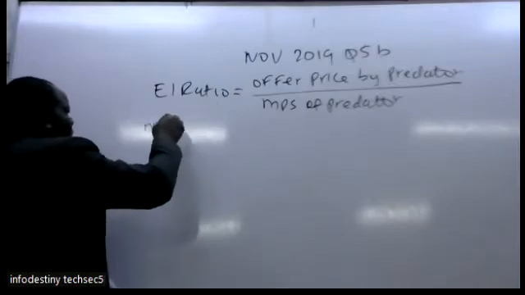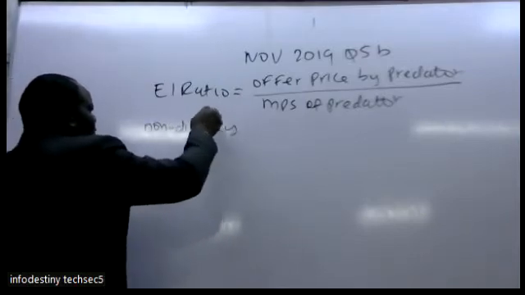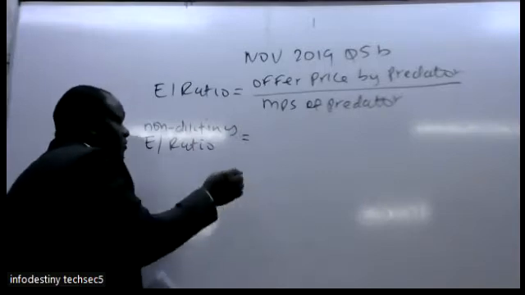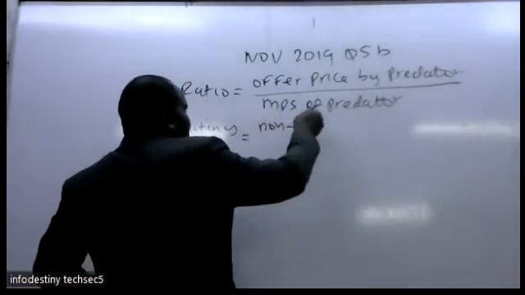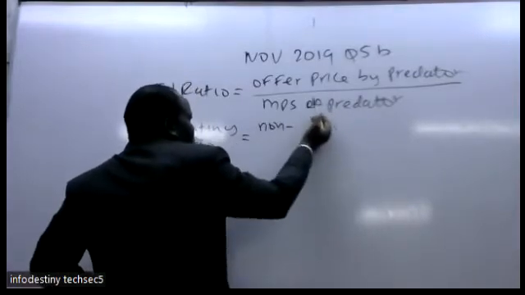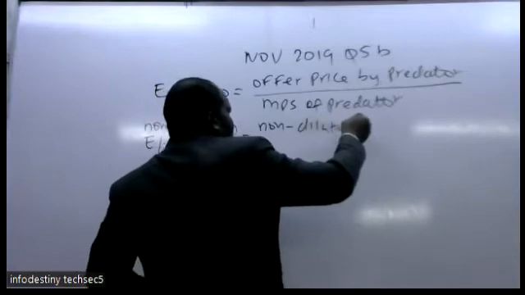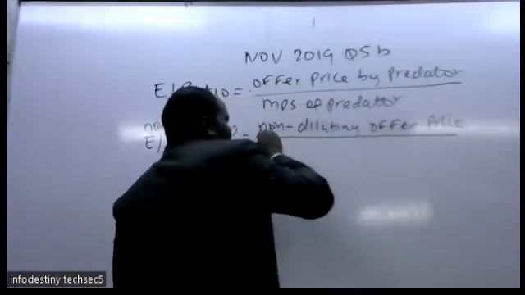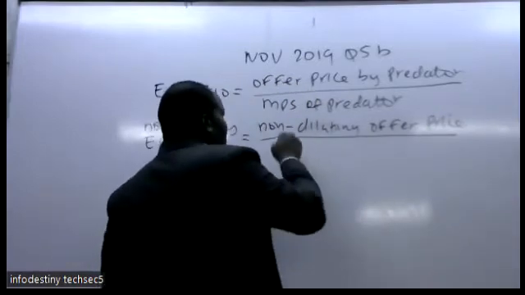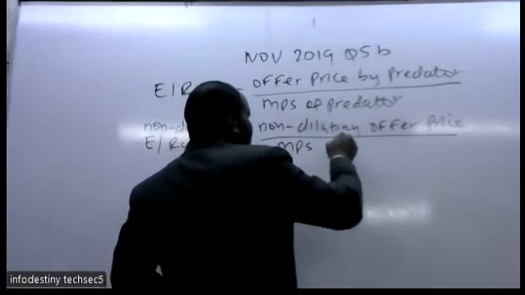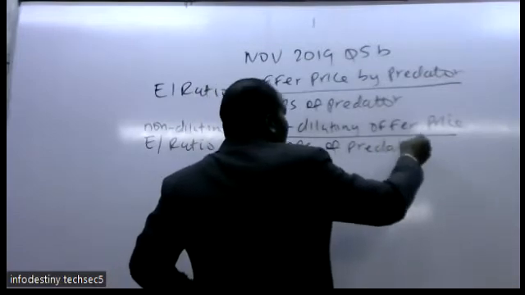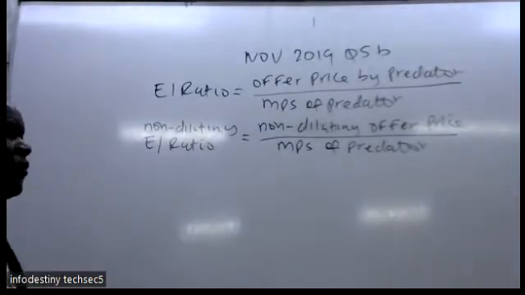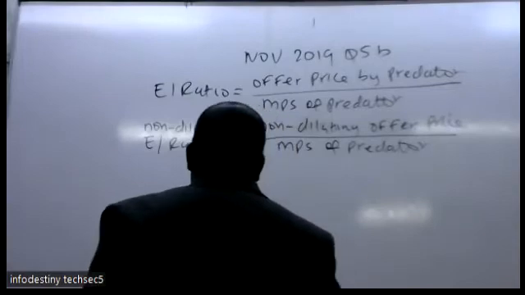So to calculate the non-diluting exchange ratio, it will now be the non-diluting offer price, divided by the market price per share of the predator. That is how we shall calculate it. So we need to calculate the non-diluting offer price.